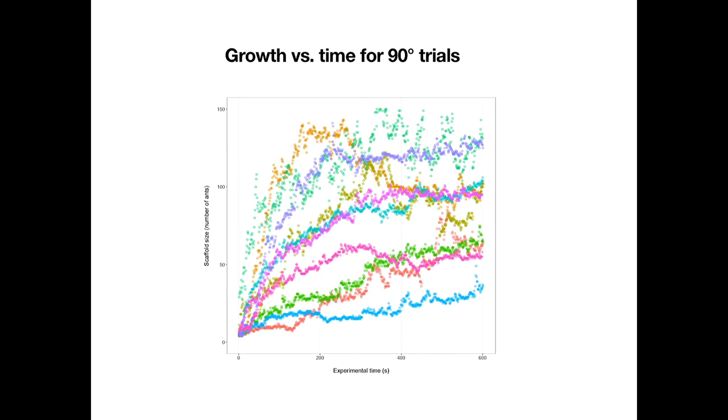And this is just so you can see a little bit better what's going on. There's 10 different trials plotted here, all at 90 degrees. And again, on the y-axis here, we're just measuring the size of the scaffolding structure as measured by number of ants. So that seemed to be a useful way to quantify those.